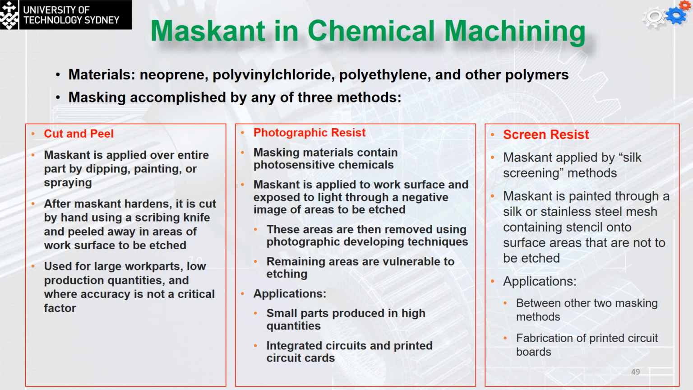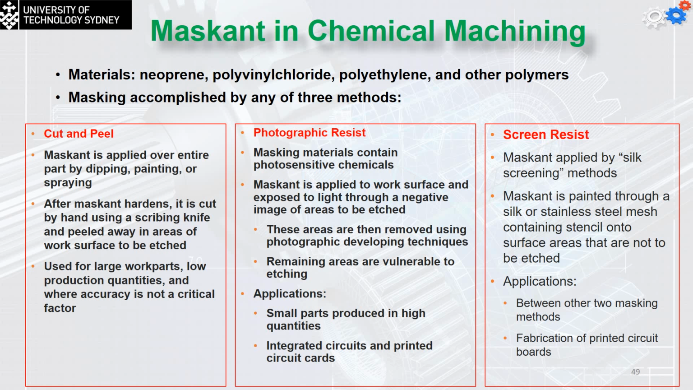This is used for large work parts, low production quantities, and where accuracy is not a critical factor. The other type of masking uses photographic resist material, where the masking material contains photosensitive chemicals. The masking is applied to the work surface and exposed to light through a negative image of the area to be etched. These areas are then removed using photographic development techniques, and the remaining areas are vulnerable to the etching process. Applications are small parts produced in very high quantities, and integrated circuits and printed circuits.